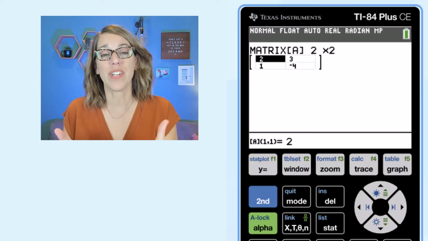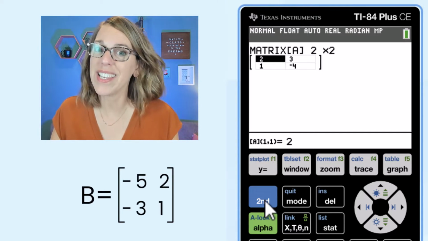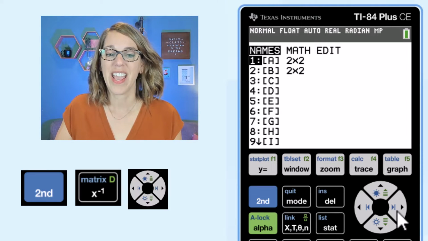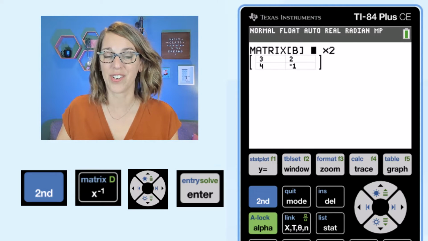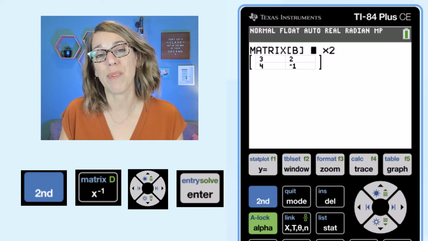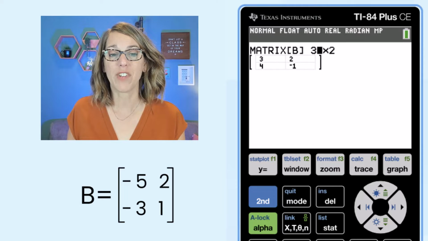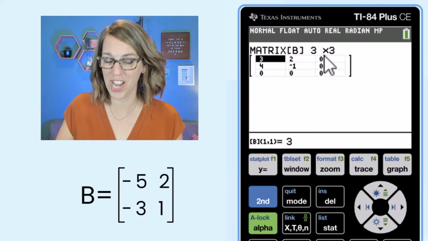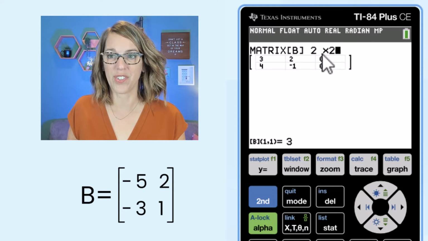Let's also put in matrix B. So to put in matrix B, I'm going to go back into my matrix menu. So second and then matrix. Arrow over to edit. This time I want to arrow down to matrix B and then hit enter. This one's already a 2x2 matrix, but you could certainly change the dimensions by just typing over those. Now I don't want a 3x3, so I'm going to change it back to a 2x2. So 2 enter, 2 enter.